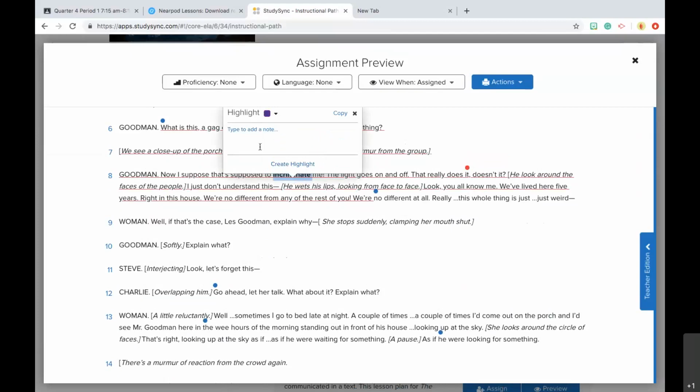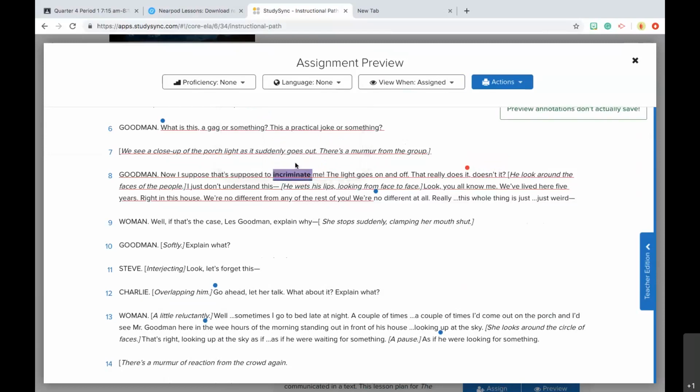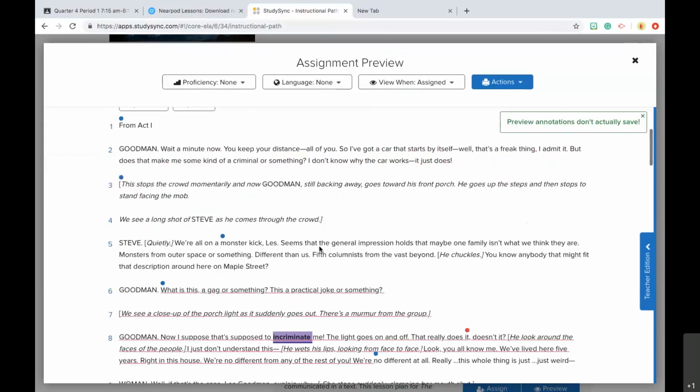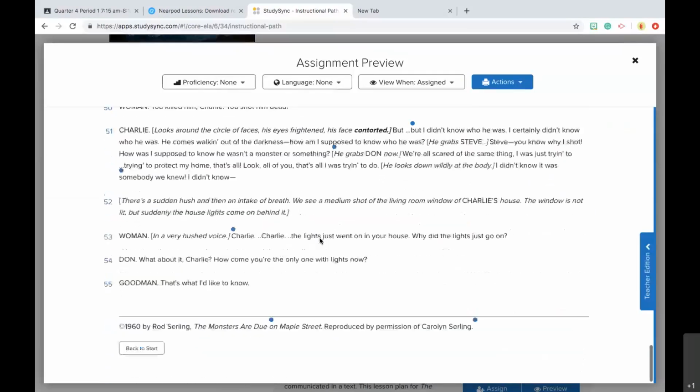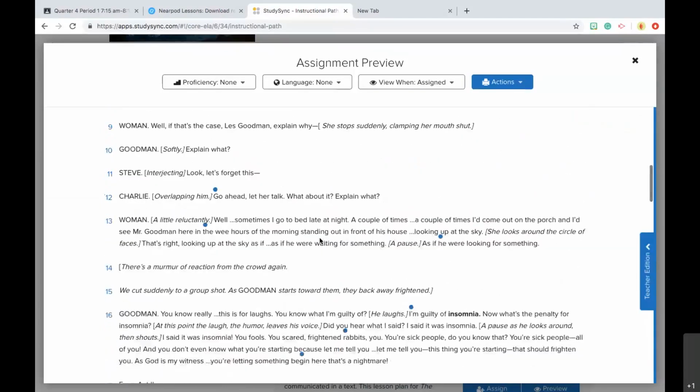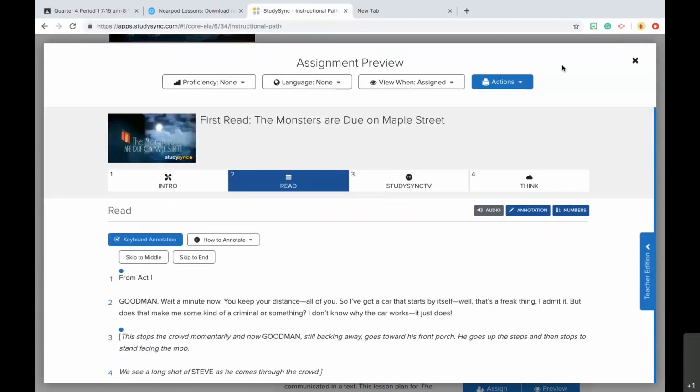So incriminate, we said, was or is to make someone guilty of an action. Once you type that in, you hit create note, and it'll go ahead and underline that for you and highlight it. So you will be left to do the rest of the vocabulary. When you complete this, please take screenshots of your work, and I would like you to send it to my email. So at this point, I'm going to drop my email into the chat.